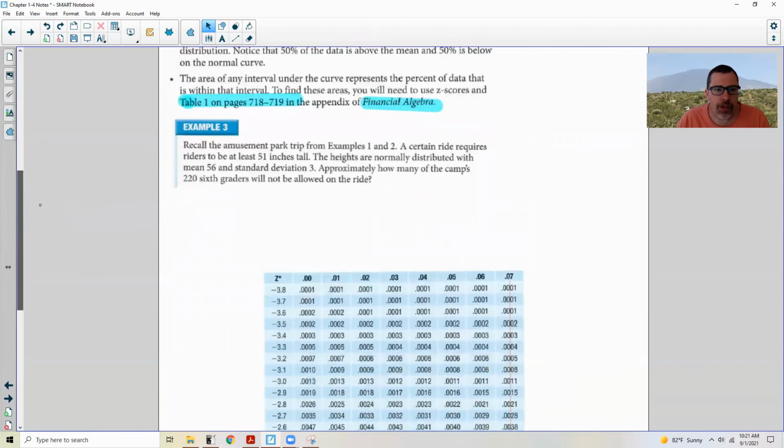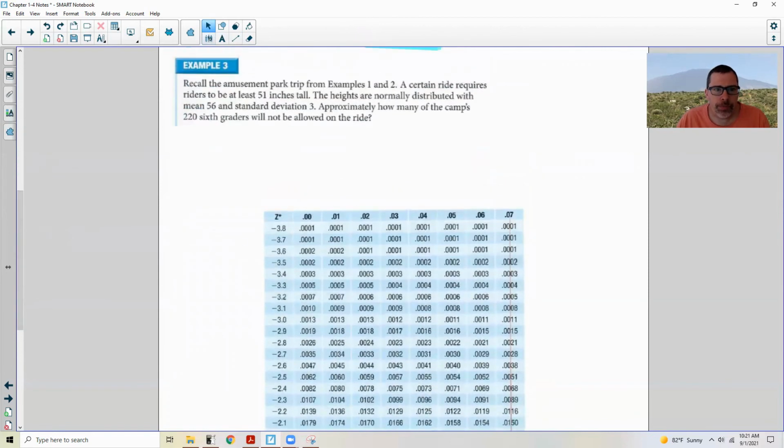Now we're moving on to example 3. It says, recall the amusement park trip from examples 1 and 2. A certain ride requires a rider to be at least 51 inches tall. The heights are normally distributed with a mean of 56 and a standard deviation of 3. Approximately how many of the campers, 226 graders, will not be allowed on the ride? That is the question. Now we want to know how many are too short for the ride.